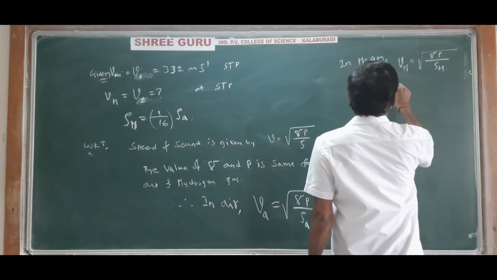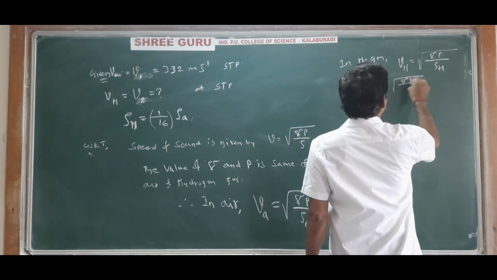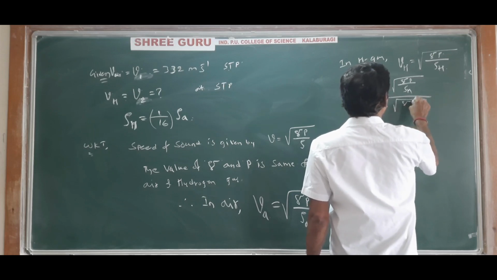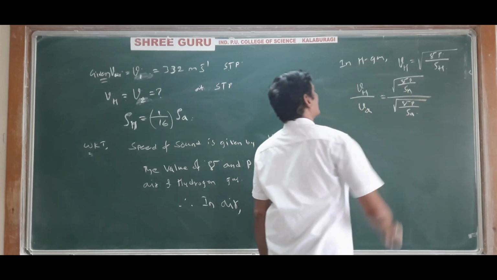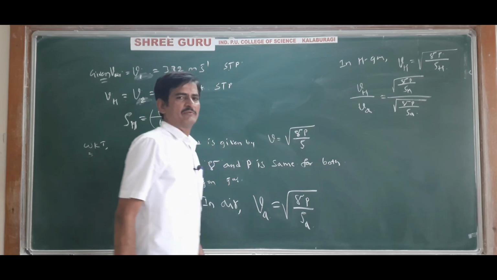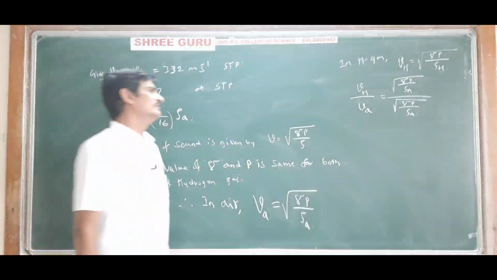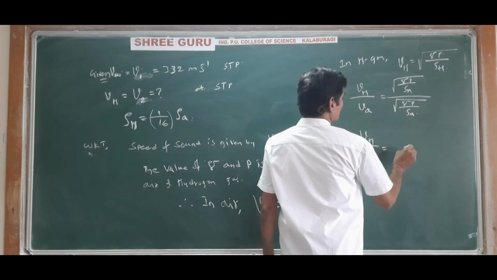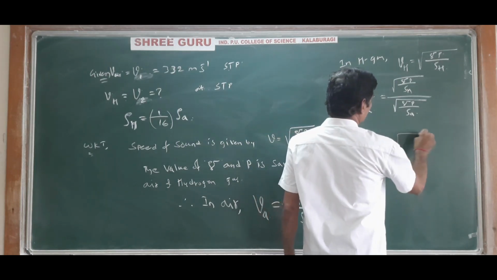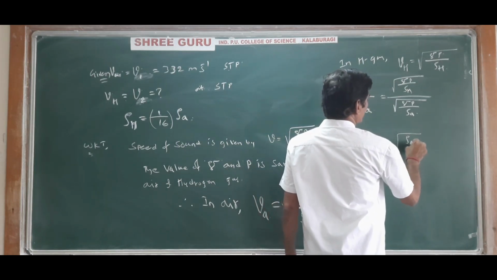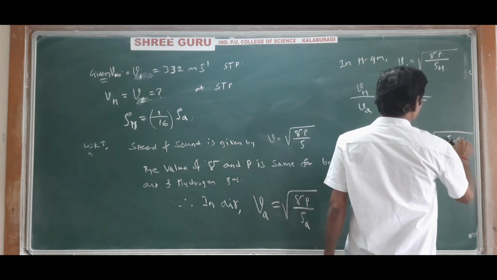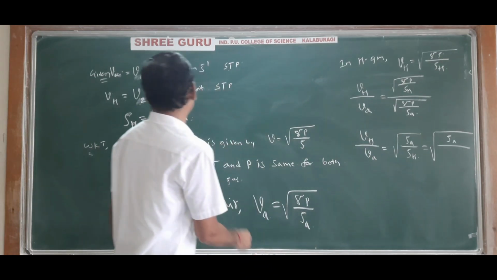So VH is gamma P divided by rho H, and VA is gamma P divided by rho A. So gamma P will cancel because gamma and P both are the same. Therefore VH divided by VA is equal to under root of rho A divided by rho H, that is the density of hydrogen.